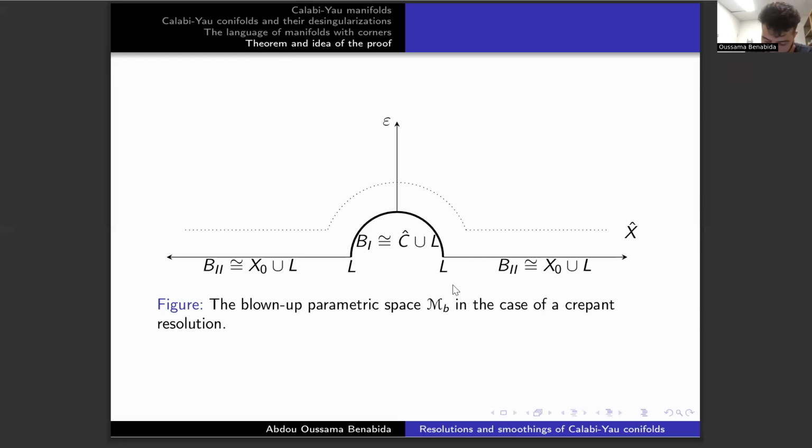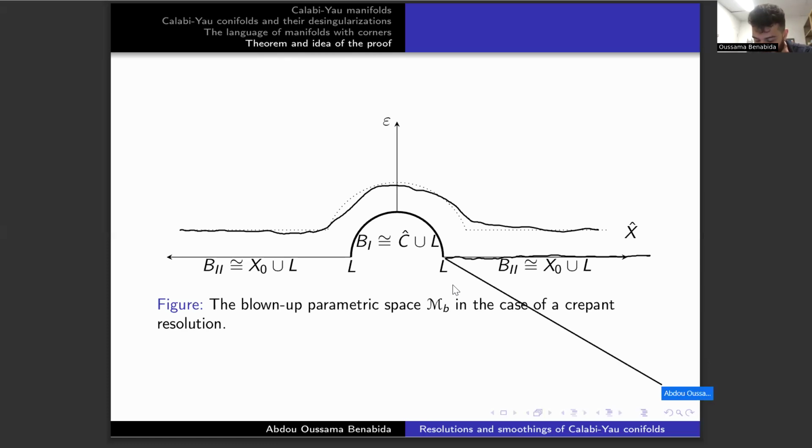So for epsilon bigger than 0, these are just the fibers x hat. And when epsilon goes to 0, we have two models. So this is basically x0. And this will be our second model. And it looks like the resolution of the cone itself.